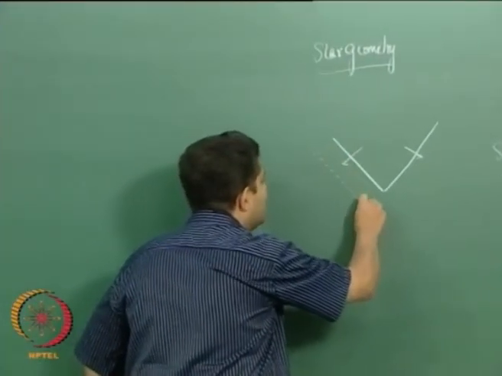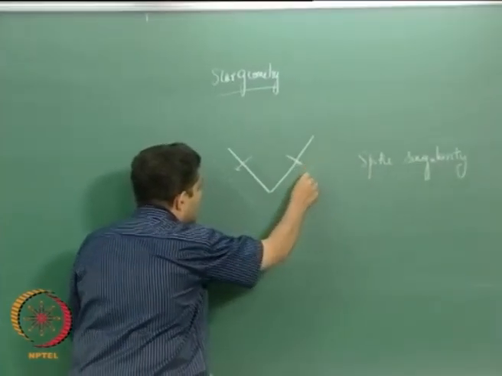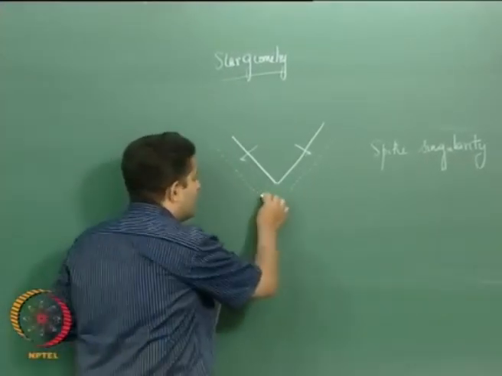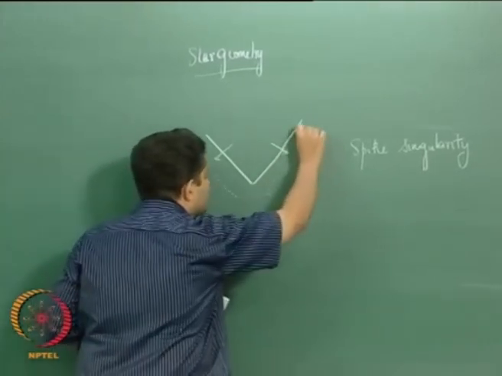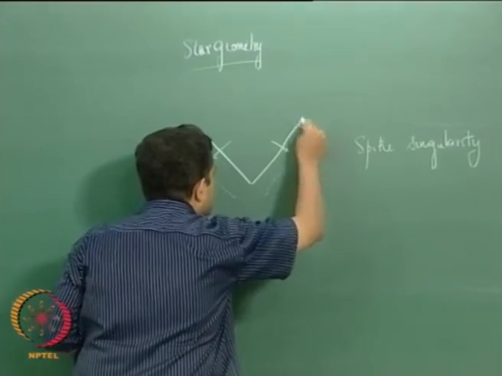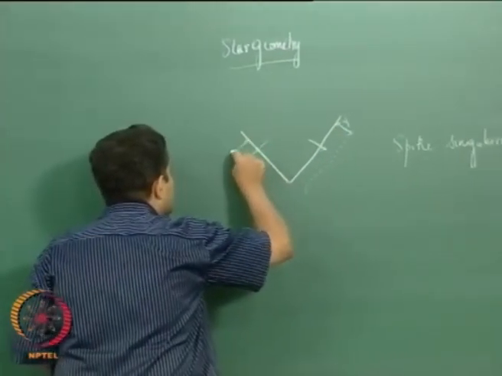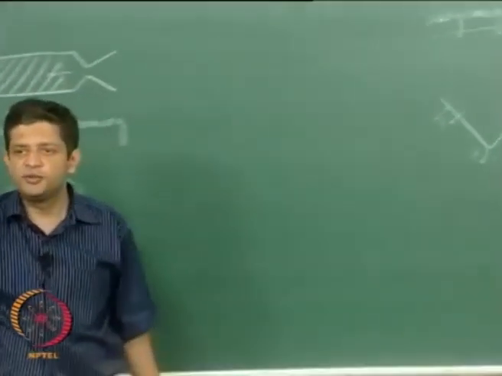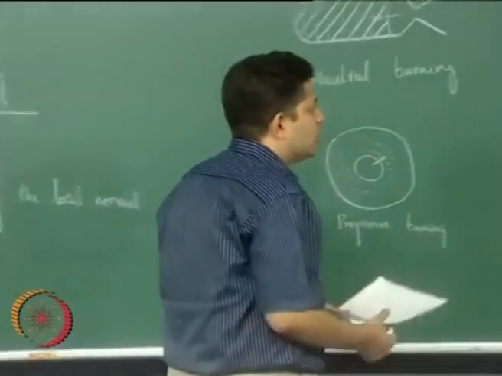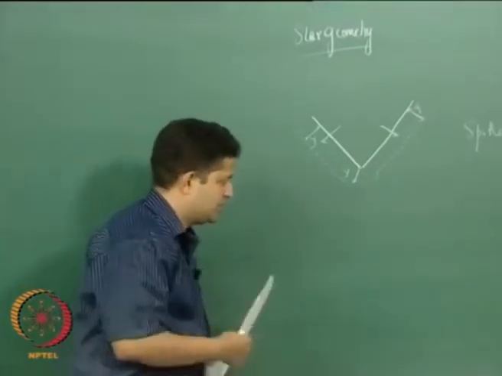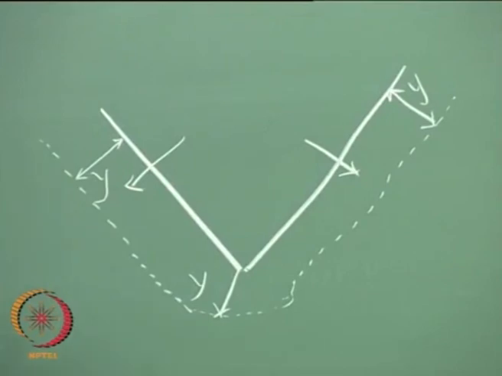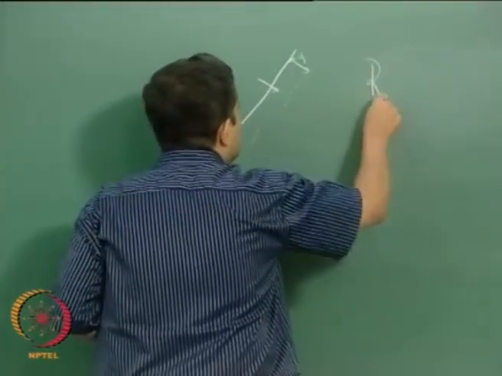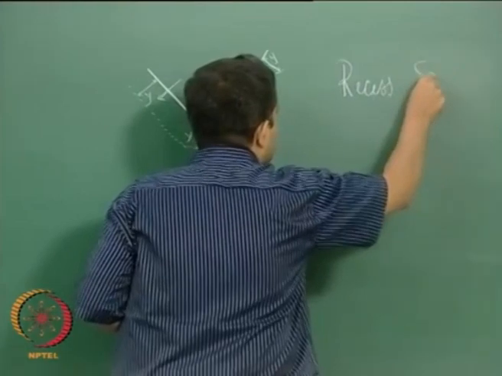This would move parallel, right, and this would also move parallel. This point here would get extended into an arc of a circle. Let us say this distance is y, this would also be y, and this arc would also be of y radius. Okay. So, a point here, this is a recess singularity.